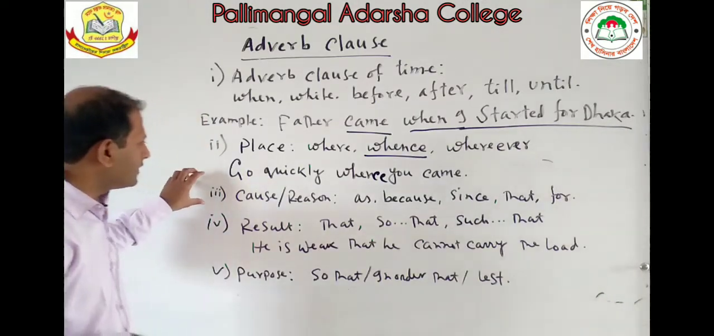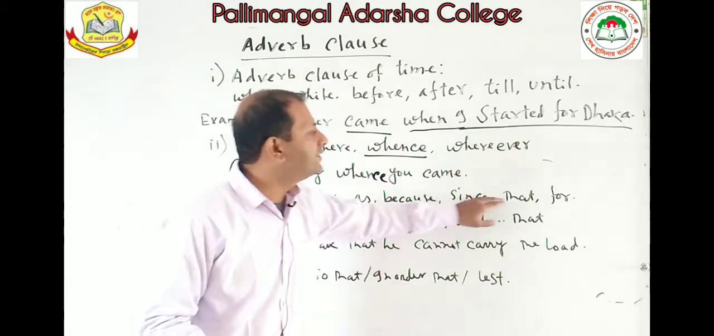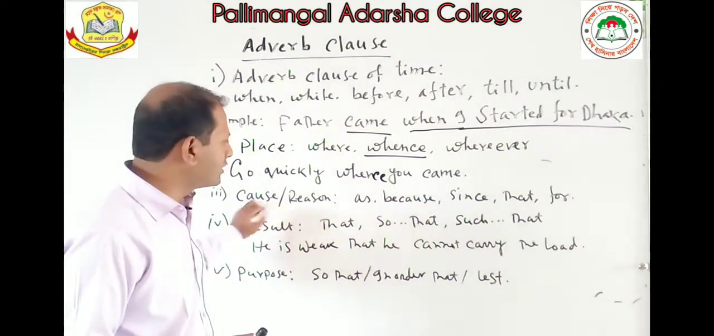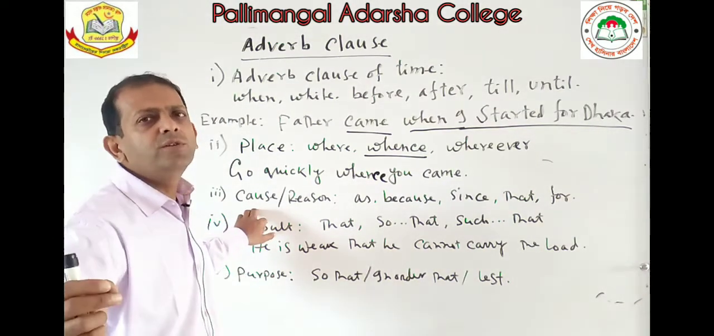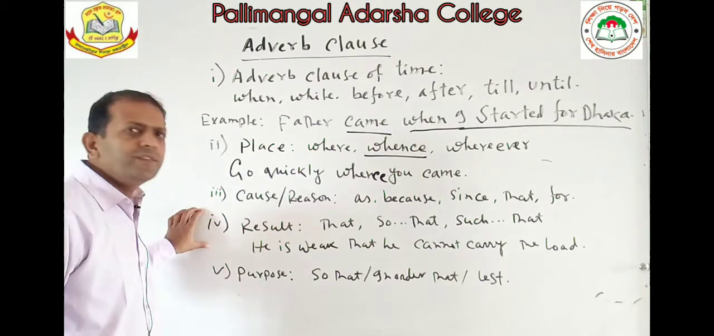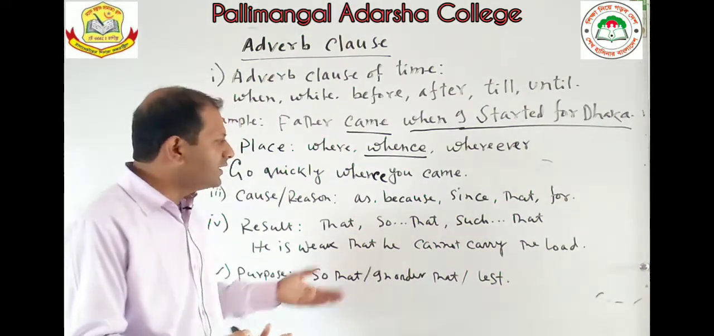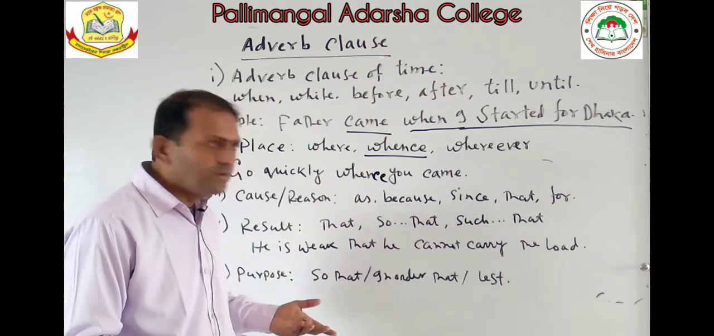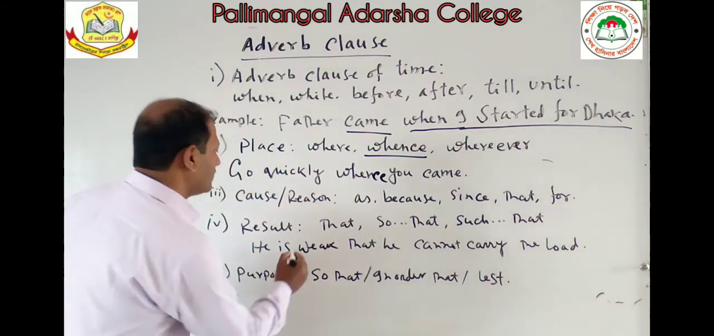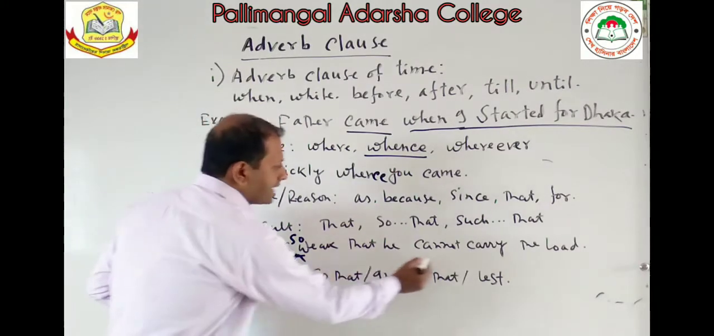After that, adverbial clause of cause and reason. The connectors are as, because, since, that, for. You are in the habit of making many sentences with this sort of adverb in real life. As he is young, he can do any work. This 'as' shows cause. Then result. Result means that, so that, such as, such that. These linkers should be added to identify the result clause. He is so weak that he cannot carry the load. Here, so that.